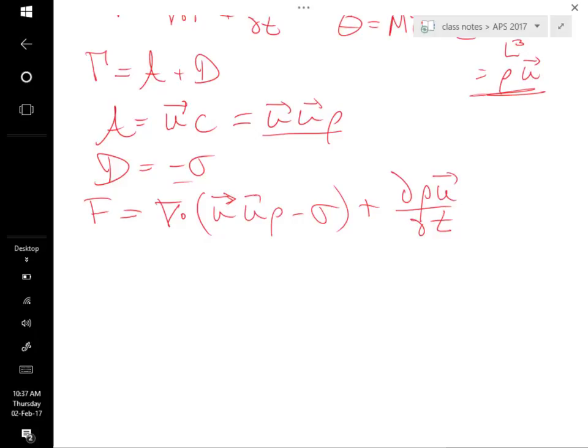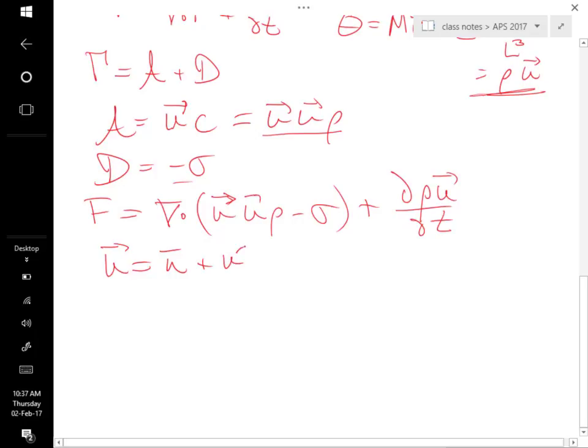All right, so let's go back now to do the conceptual model perturbation. So U is going to be equal to a mean value plus a perturbed value. So each term has something like this.